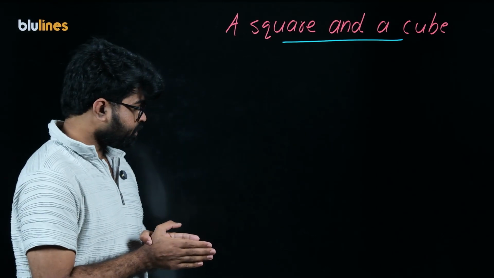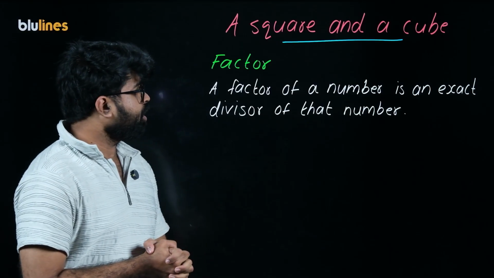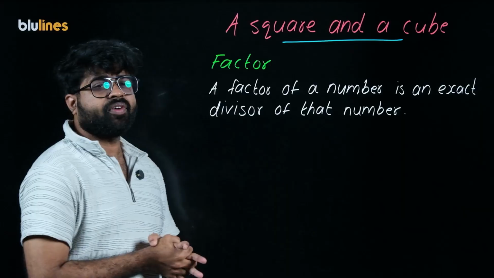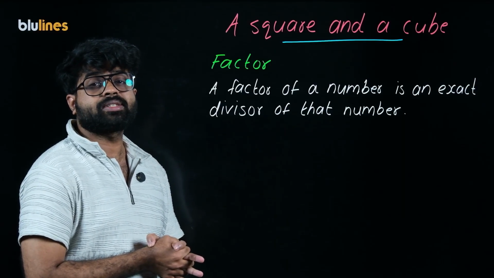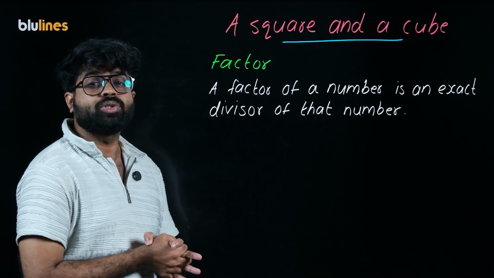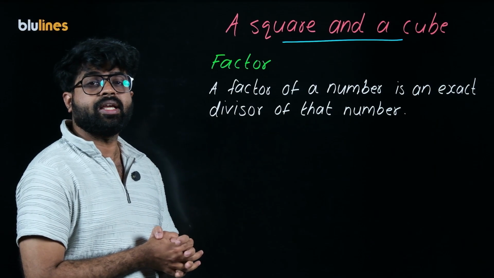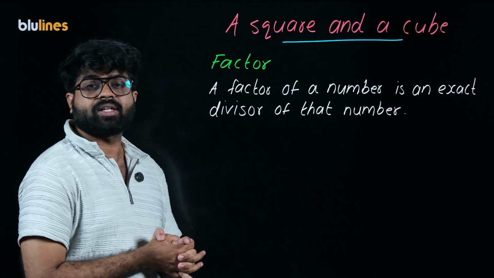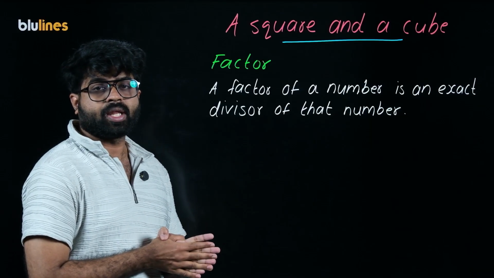First let us see the definition of a factor. A factor of a number is an exact divisor of that number. That means if I pick 4, I have exactly 3 factors: 1, 2 and 4. Similarly, if I go for 6, 1 is a factor of 6, 2 is a factor of 6, 3 is a factor of 6 and 6 is a factor of 6. So we have 4 factors.